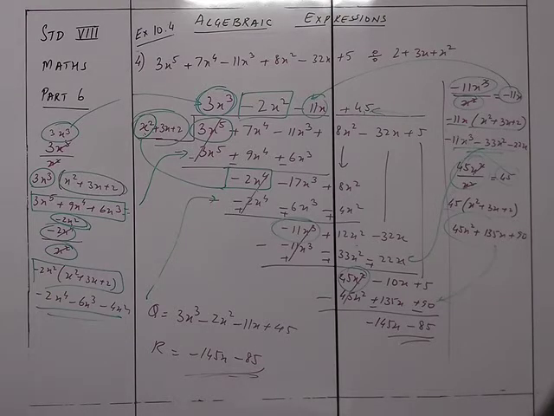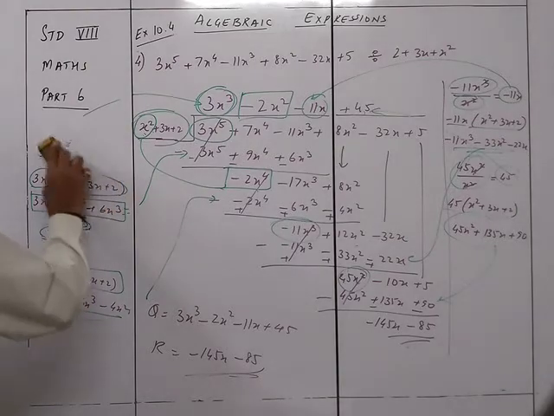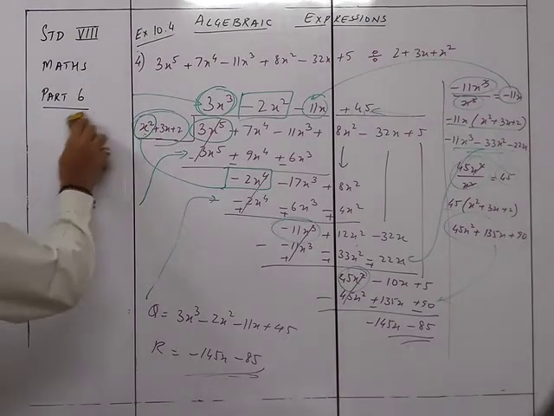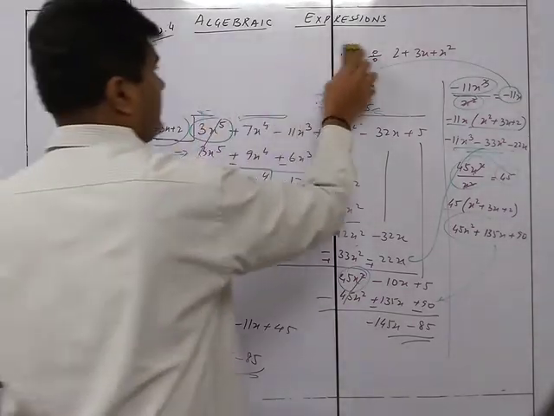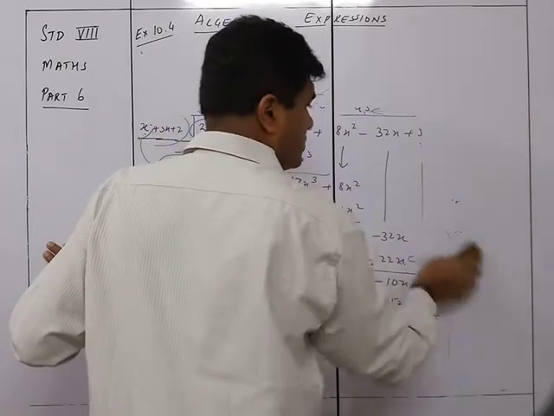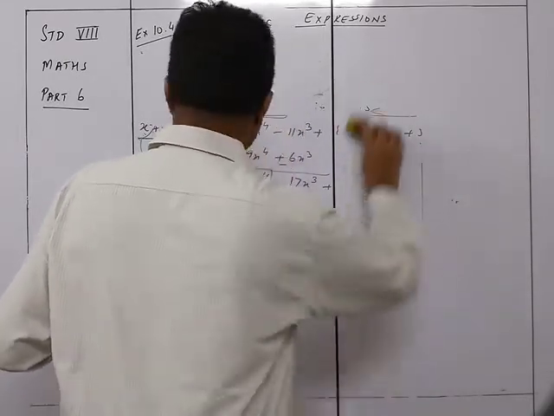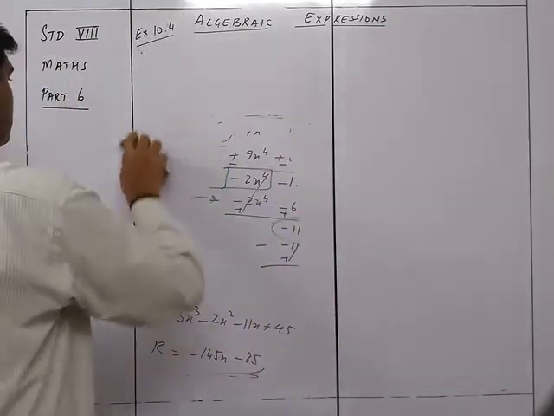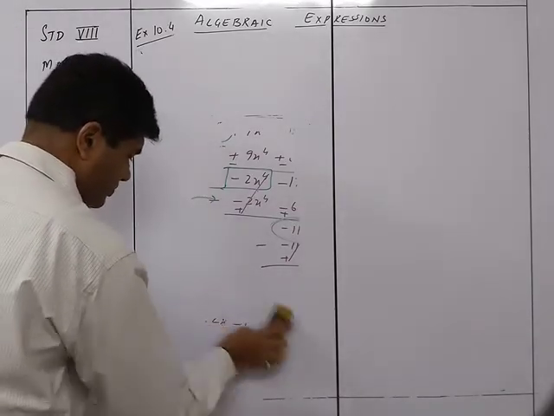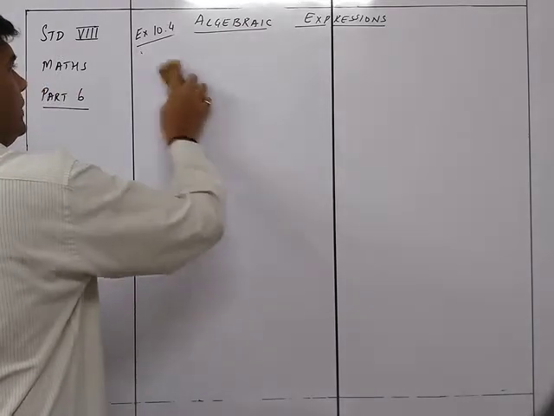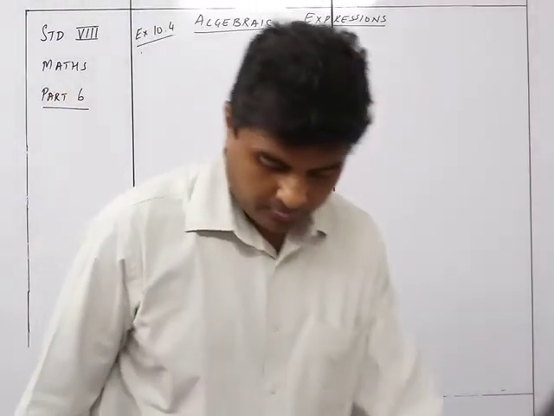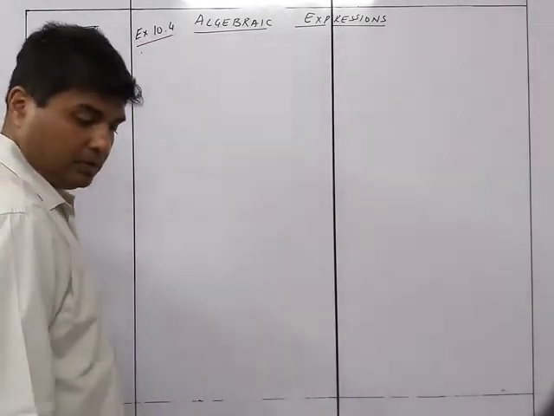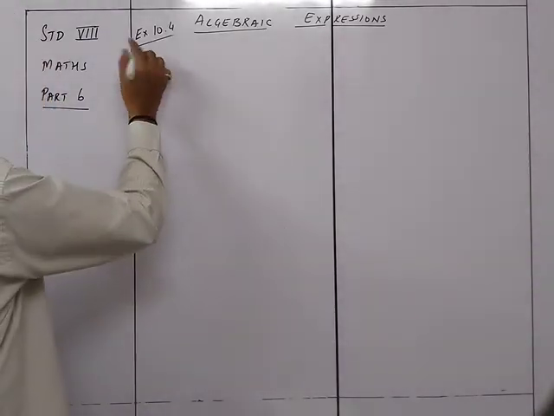So we start with the exercise now. Exercise 10.4. We again start with the sums and we do the second sum of all the different ones. So it will be 10.4 first, second sum.